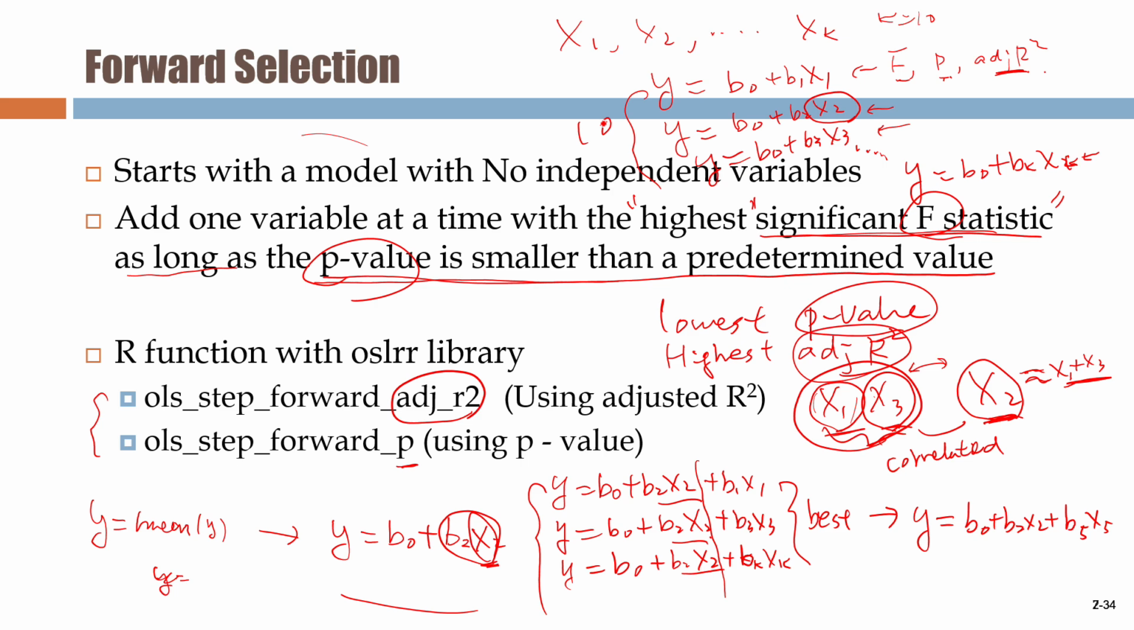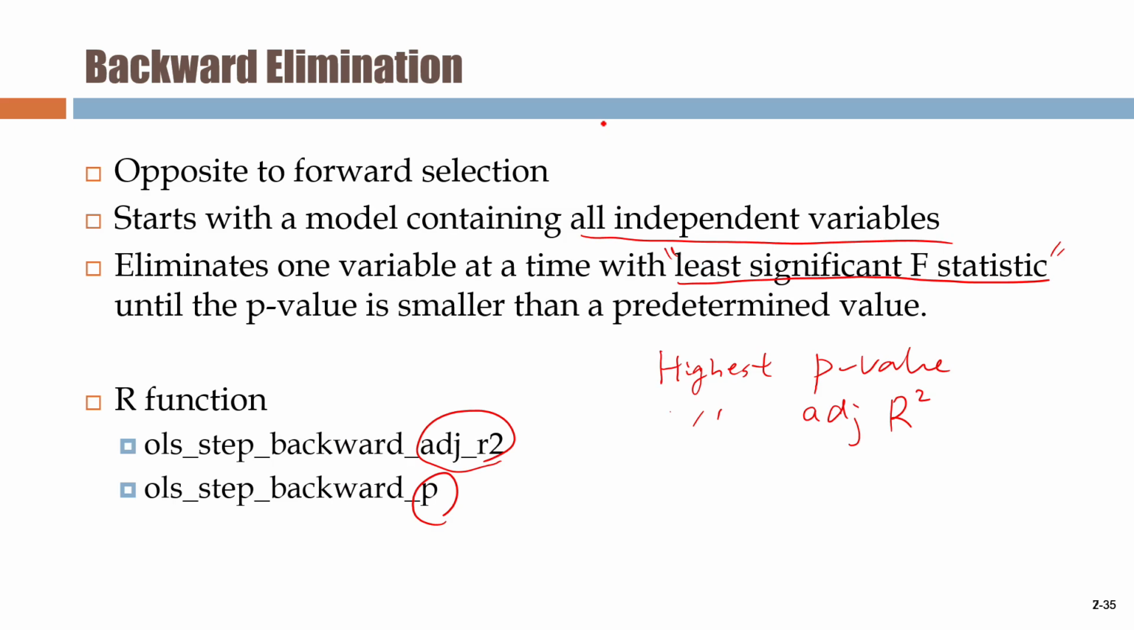Still, you can do that with Excel, but the advantage of using this R function is that the computer will do that regression by itself automatically, make a decision according to our criteria, and then give you the final answer. So backward elimination is starting from the full model and then getting rid of the variables one by one by a given criteria.